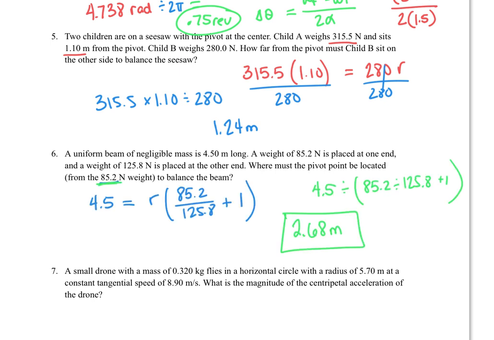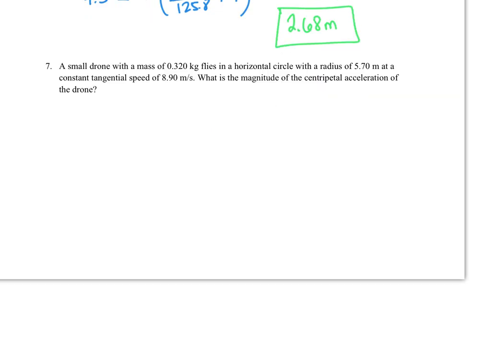That's how far away it needs to be from the 85. Your own tangential speed, this guy right here. So if I wanted to find the magnitude of my centripetal acceleration, my acceleration is actually going to end up being, the kilograms don't matter at all. So the mass doesn't matter at all here. What matters is my tangential speed. So that tangential speed is going to be my numerator here.